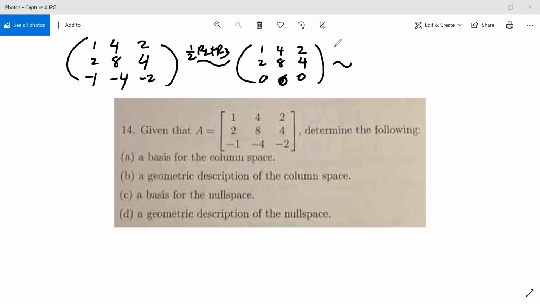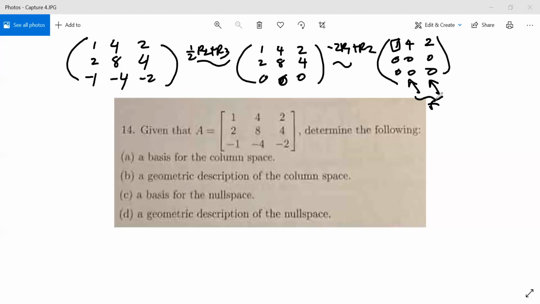And I will also do negative 2 times R1 plus R2. That will reduce this to all 0 again. 0 here, 0 here, 0 here, 0 here. So I just get one pivot. And then I have 2 free variables. So this guy right here and this guy right here, these are both free variables.